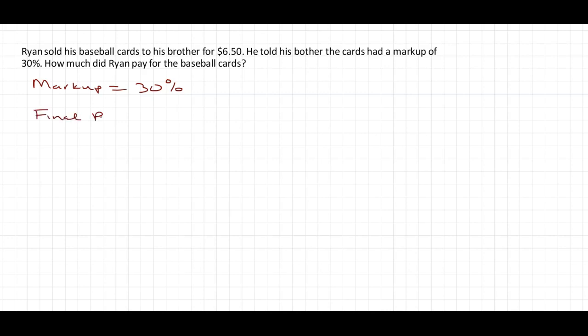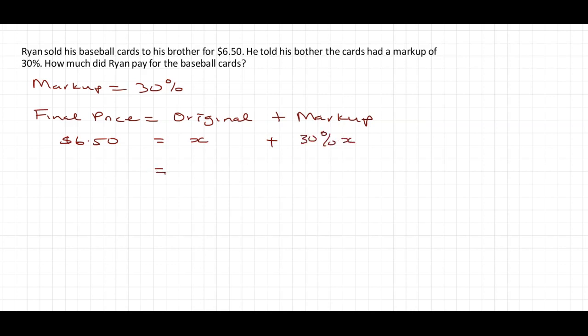Your final price is going to be your original price plus markup. Okay? So your original price is unknown, so let's call this X. Your final price here is $6.50. Your original price is X. Your markup is 30% of X. So what I can say here is I have 100% of X plus 30% of X.